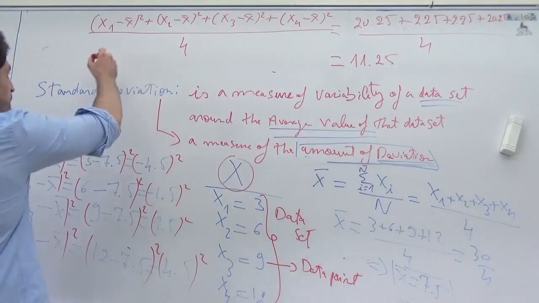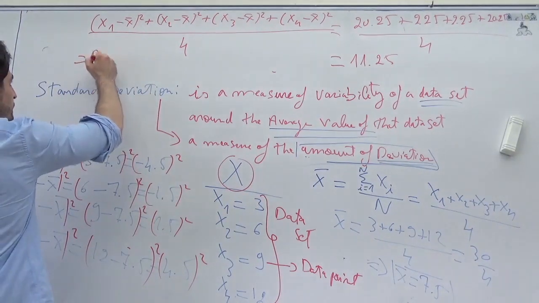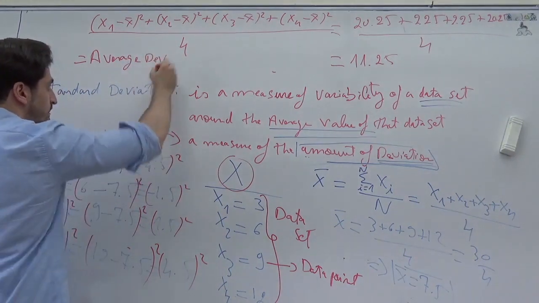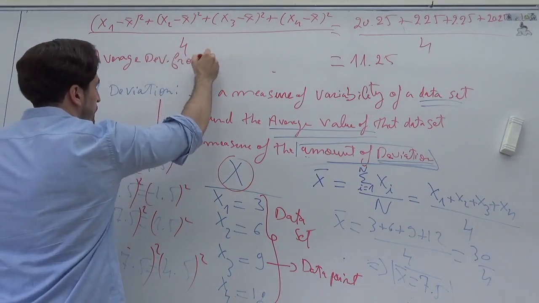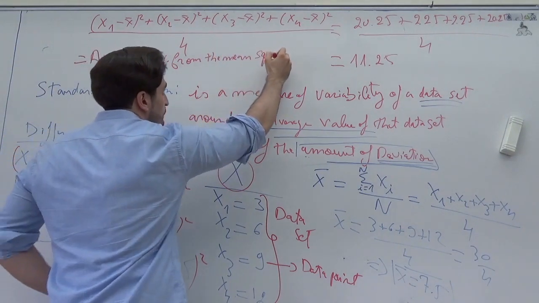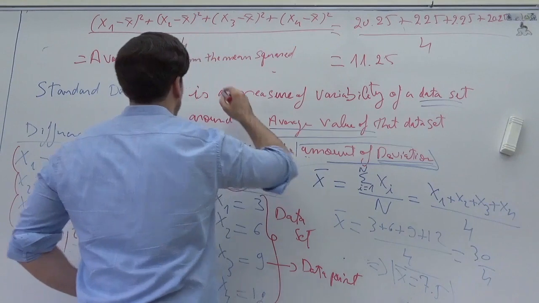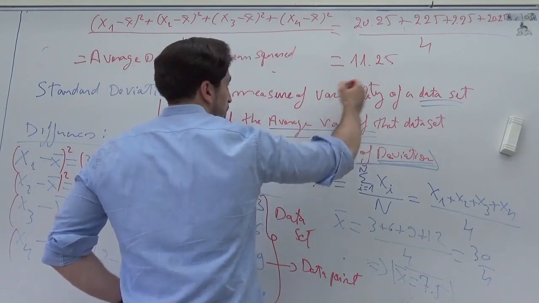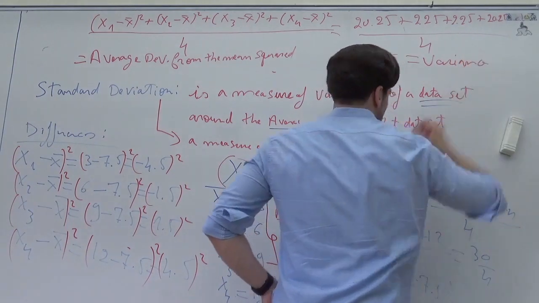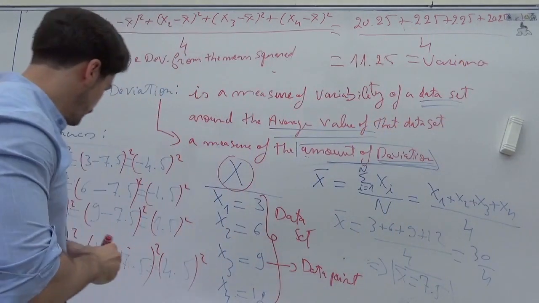So the definition over here is going to be none other but the average deviation from the mean squared, which is none other but a quantity which we call the variance. So to repeat myself.